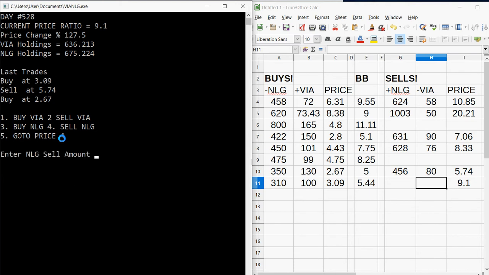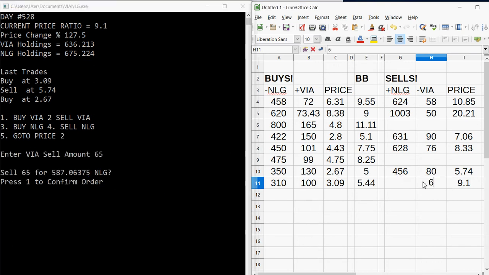push 4 here. Last time it was 100 via. What would 40 do? That's the wrong button I pushed. 40 would get us 361. That's not good. 60, 541. Let's do 65. And let's do it for 587. And we'll confirm that order.